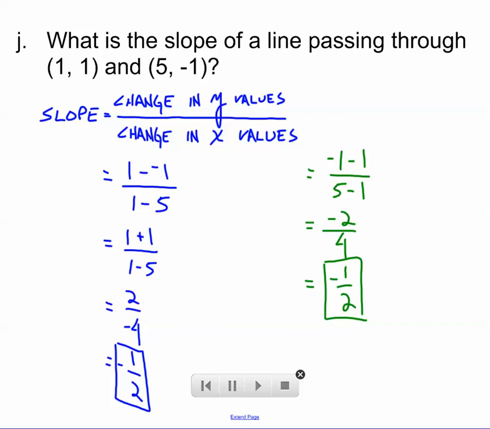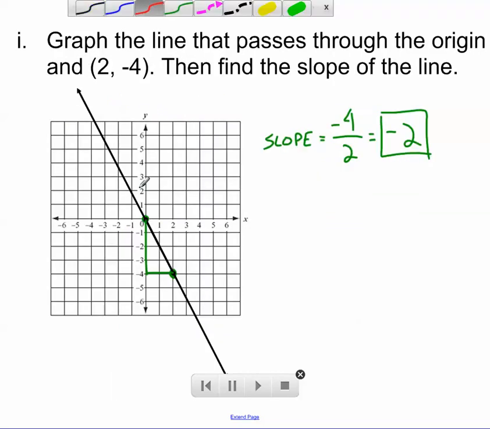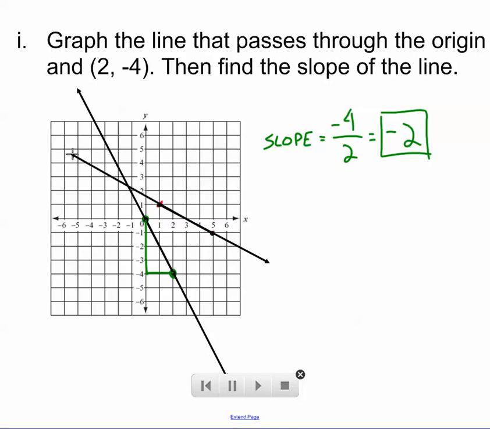Let's go ahead and do it real quick. Let's go back to that previous graph. Okay, so we got 1, 1 and 5, -1. 1, 1 is right here. 5, -1 is right here. Let's draw this line through these 2 points. Right there. Right there. And then let's look at that change. It goes down 1, or down 2 over 4. Down 2 over 4. Guess what? What's that simplify to? Negative 1/2.